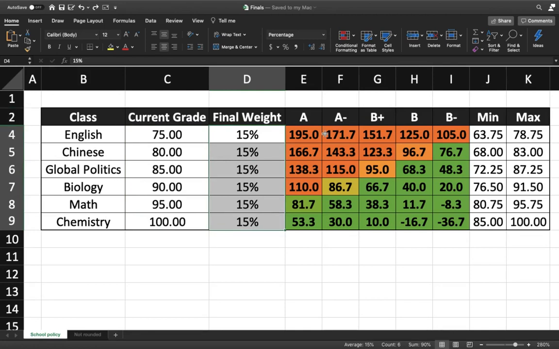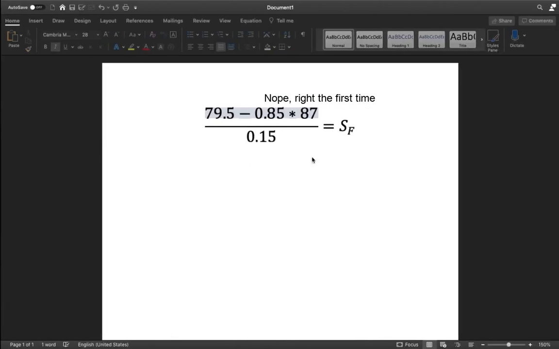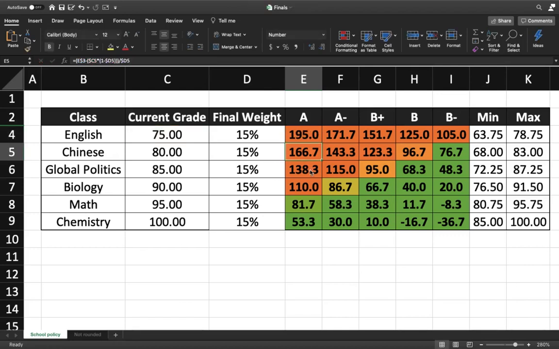So now I just use the same formula that you saw from before, where D4 is the 85% that you saw before, and 1 minus D4 is 15%. And obviously you have to use your dollar signs to lock it to the right things, and then you'll copy it over. You can update your current grade, so say your English grade drops to a 60.